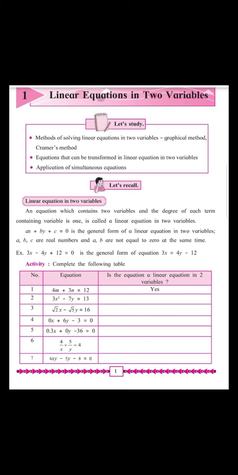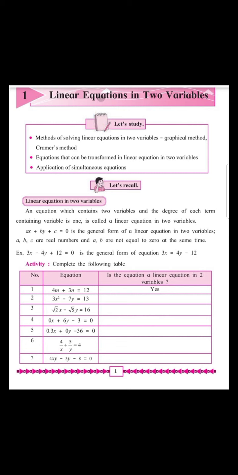Let's recall what we have learned already about linear equations. All of you already learned in 9th standard what is meant by linear equation. The equation whose degree of each variable is 1, that is called linear equations. And now we will see the linear equations in two variables, means there are two variables and the degree of each variable is 1.